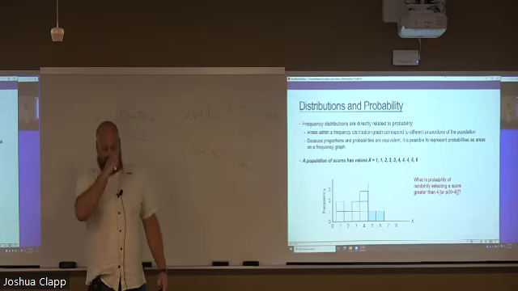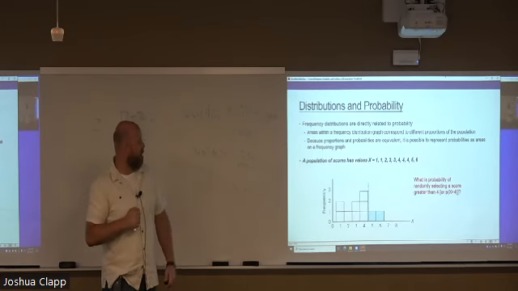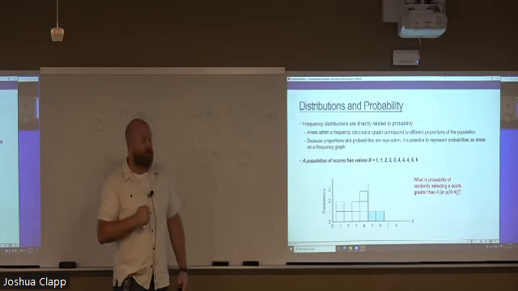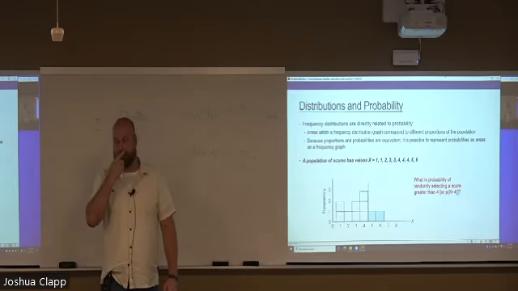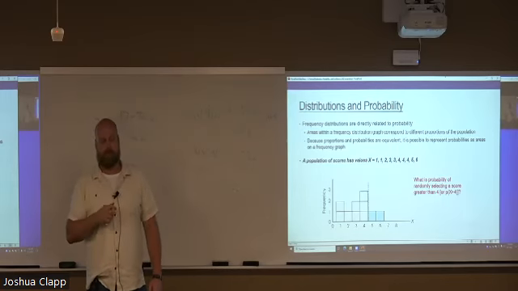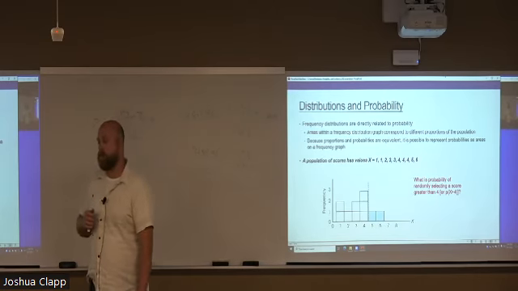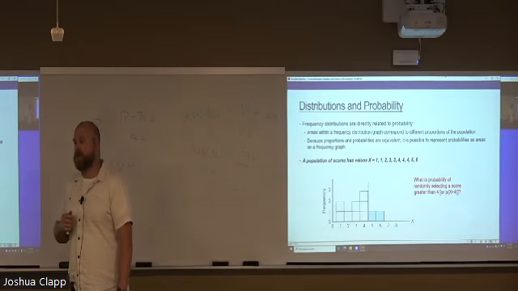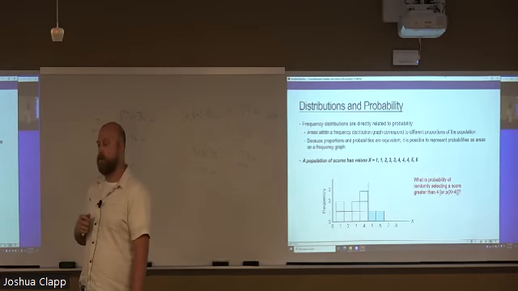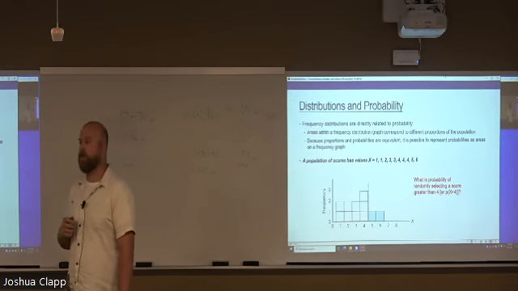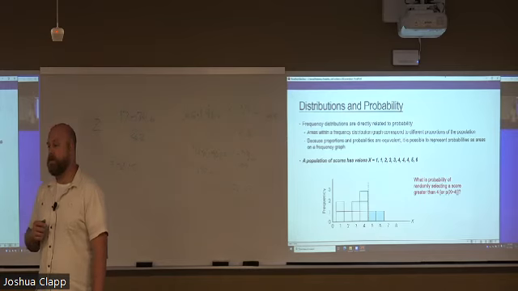So what's my probability of getting a score that's greater than 4 here? What do you think, Gabe? 20%. Yeah, exactly right. How did you get 20%? And so how did you get 20% from there?